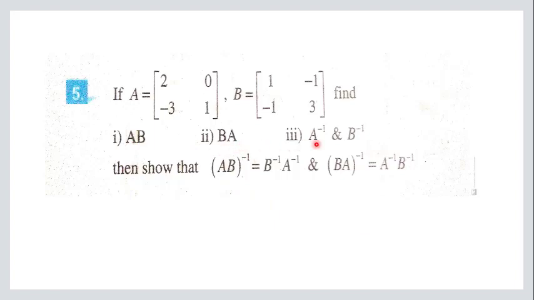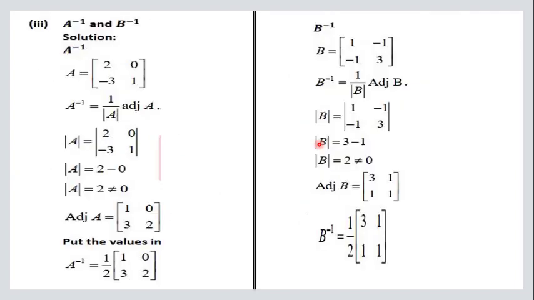Now we need to find out A inverse. You already know how to find out inverse of a matrix. So how do we do that? A inverse and B inverse. First of all we find A inverse. First of all we write matrix A, and then the formula for finding inverse of a matrix is 1 by determinant of A and then adjoint of A, or simply adjoint of A divided by determinant of A.